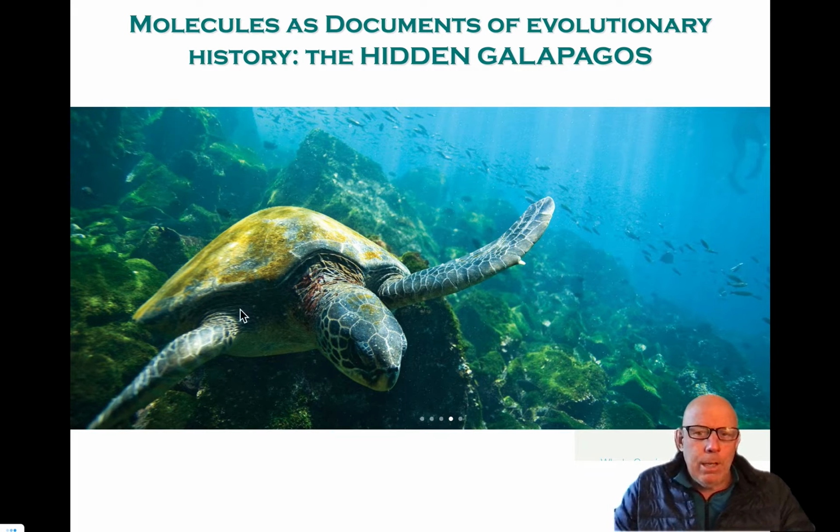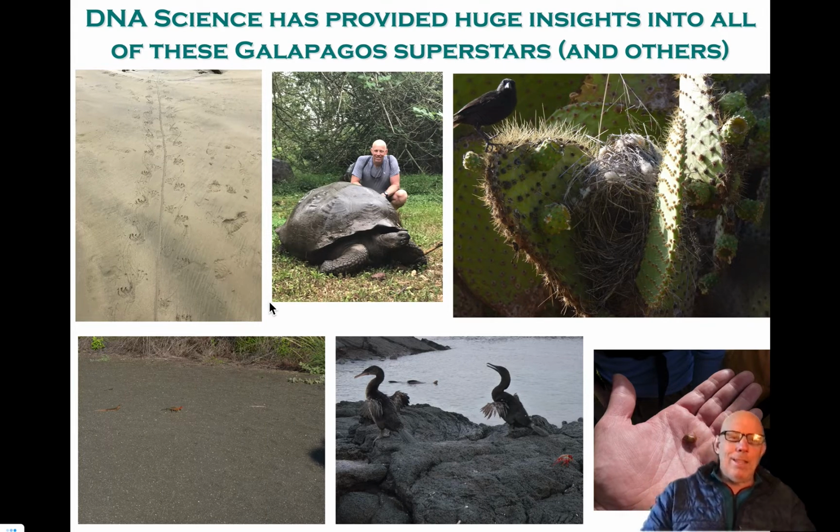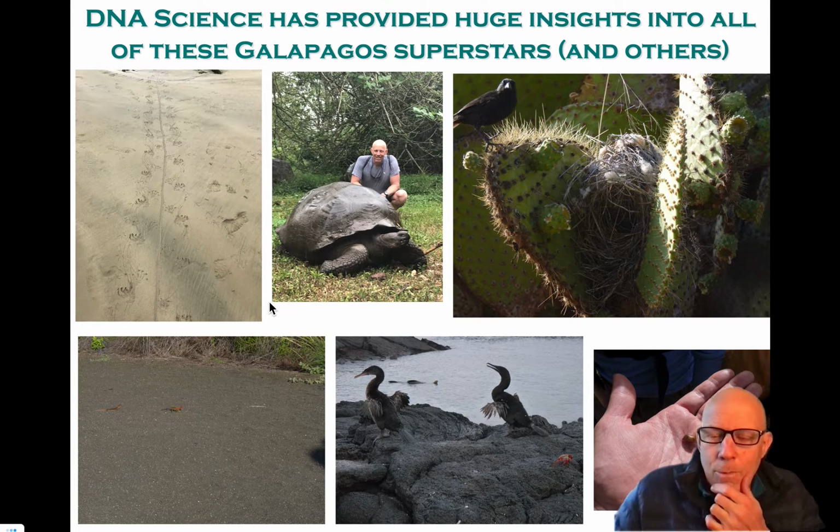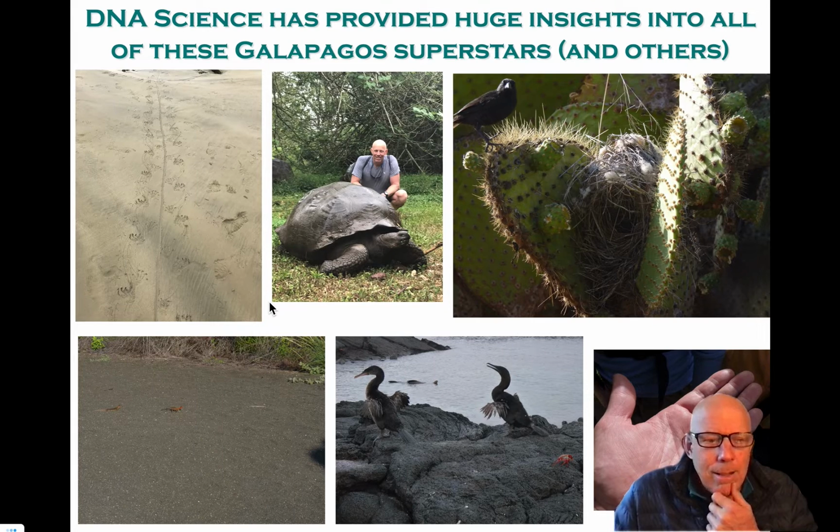So the first thing that I want to say is that DNA science has really provided all sorts of important insights into these Galapagos, what I call Galapagos superstars. And each of these is a picture that either I took myself or was with somebody who took them. The upper left, probably many of you will recognize, is the tracks that's left by a marine iguana. This was on either Isabella or Santa Cruz Island. I think it was on Isabella.